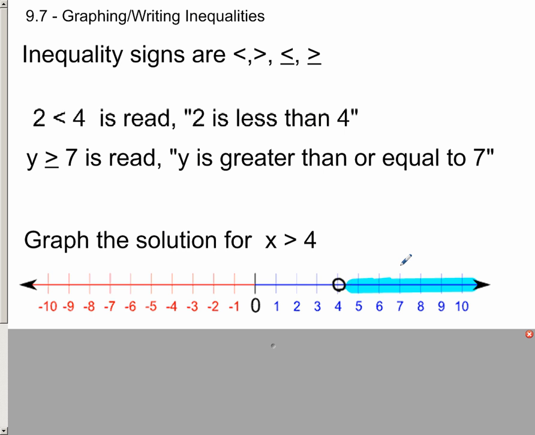There we go. And that has graphed all the solutions for x is greater than 4. So look at it this way. There's 4.5, there's 4 1/10, there's 5, 6. All of these numbers are bigger than 4. But I left this dot open to show that 4 is not what I want as part of the solution.